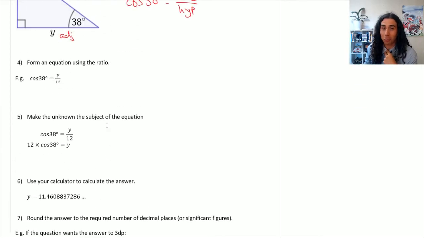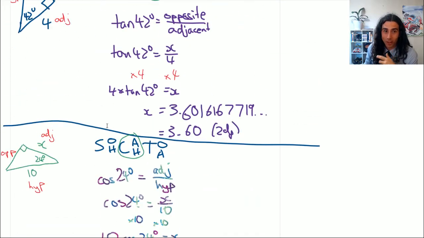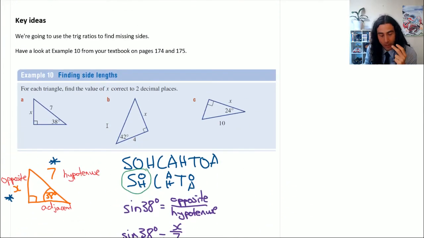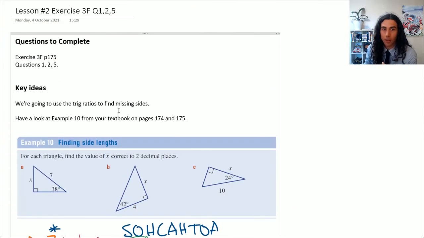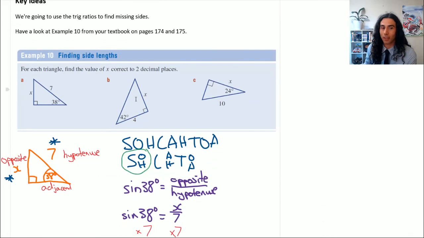Practice, practice, practice. If you're watching this, you can watch it again. The textbook goes through the same working out. And the questions are exercise 3F, page 175. Questions 1, 2, and 5. Questions 1 and 2 are just intro. Question 5 is all like this.